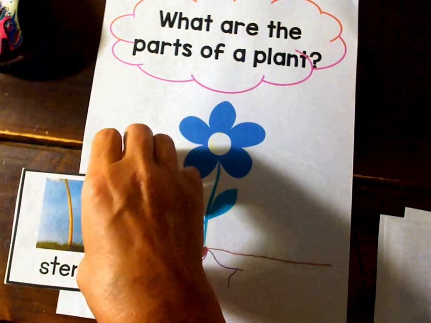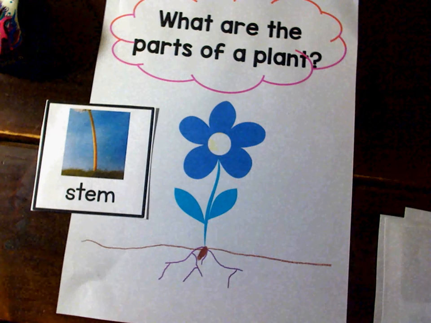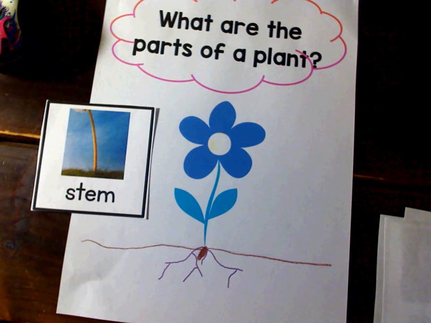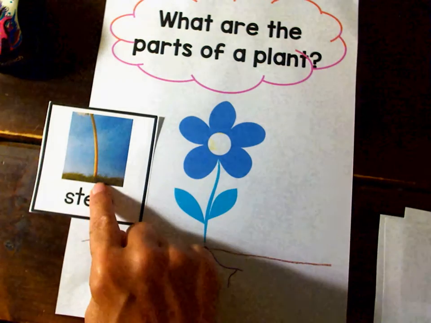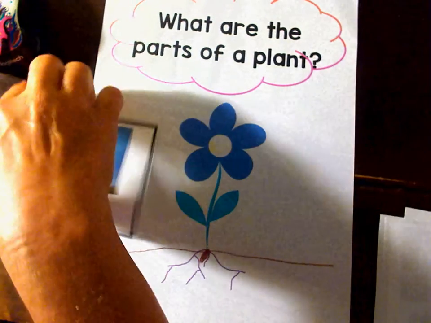The last part of the plant is the part that keeps it standing upright. It sends water and nutrients to different parts of the plant. It is the stem. Good job, boys and girls.